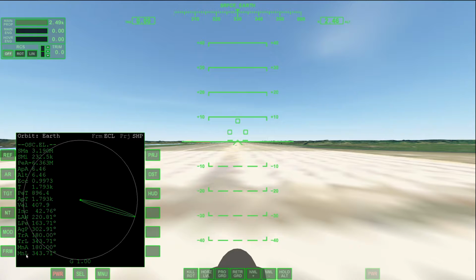Don't worry about these numbers right now. We're only going to learn a couple of them today, and that's all you need to know. Okay. Now, I could technically fly out this way, but we're not going to.